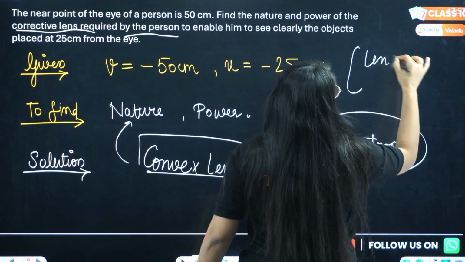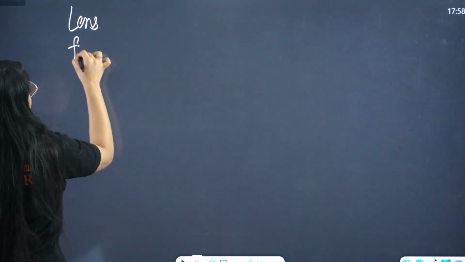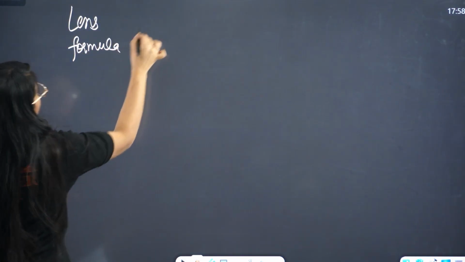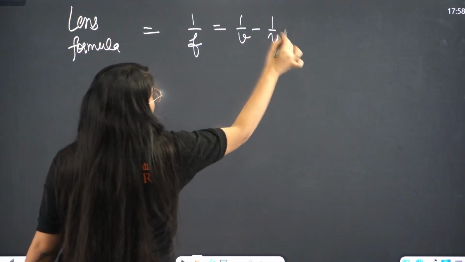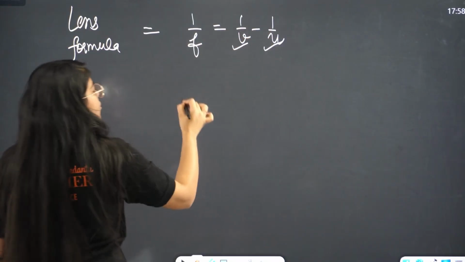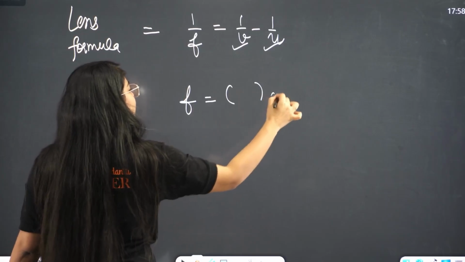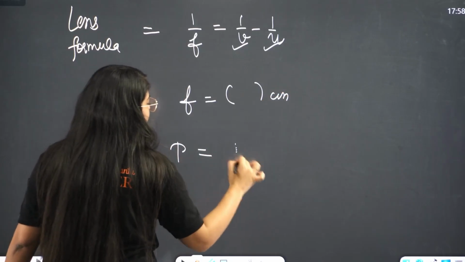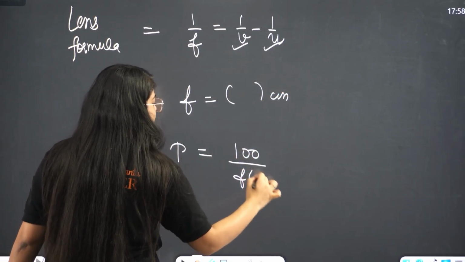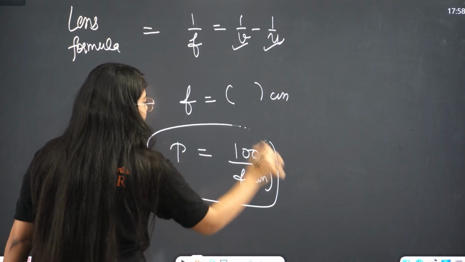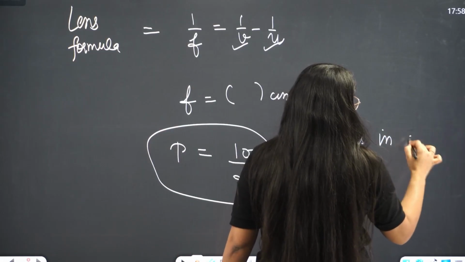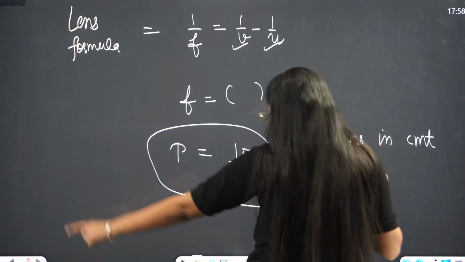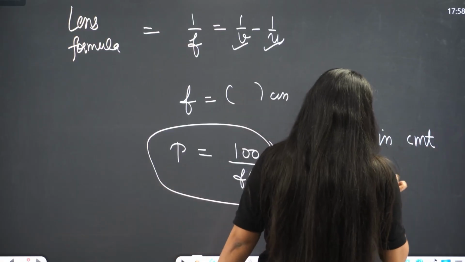Use the lens, let me write it. What do you have to do? Use the lens formula: 1 by F equals 1 by V minus 1 by U. We have V, we have U. Just find the focal length, and whatever the focal length comes, power will be 100 by focal length if the focal length is in centimeters. Write the answer in the comment section. And slide number 16.